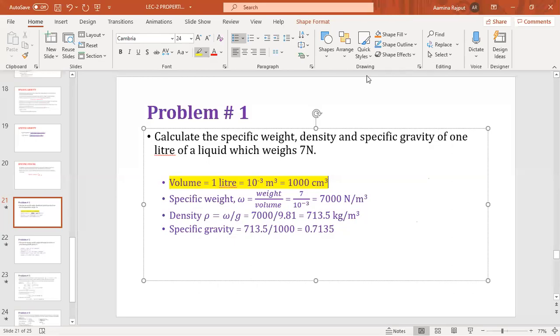All right. Okay, so we begin with the first numerical, which is to calculate the specific weight, the density, and the specific gravity of 1 liter of liquid, which weighs 7 Newton.